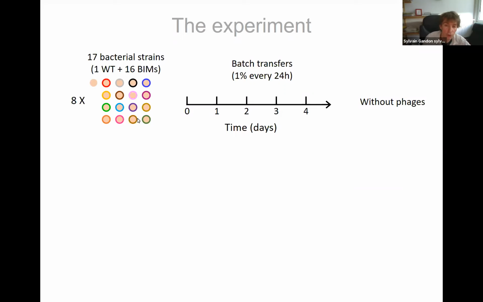And we did batch cultures over 4 different days. So each day we transferred 1% of the culture. So we did 8 replicates of this first treatment. And in this case, we did not use any phage. So we just wanted to see what would happen to the diversity without phage.